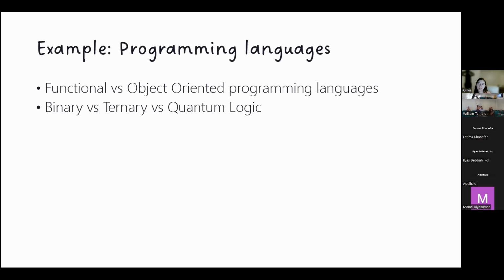Even at the hardware level, the fact that most computers use binary logic also has a profound impact on the ecosystem. And it doesn't necessarily have to be that way. Ternary computers have been created. We have quantum computers, of course, as well, which may become more ubiquitous in the future.